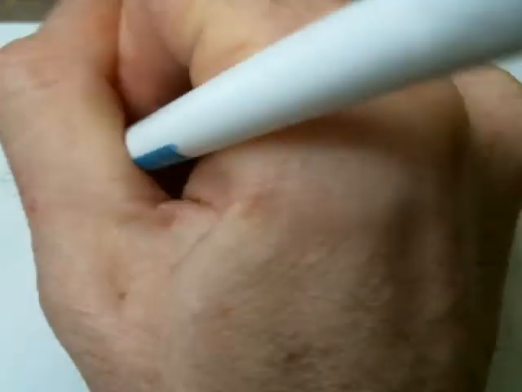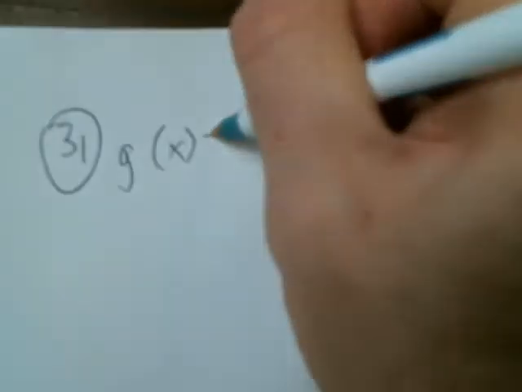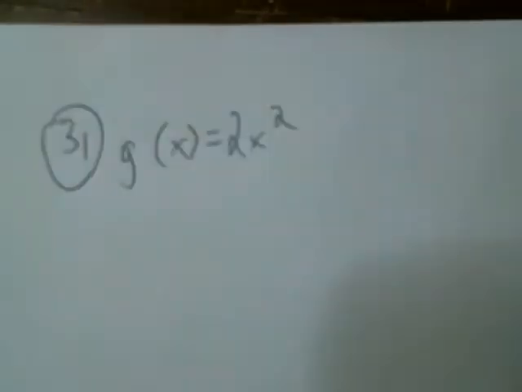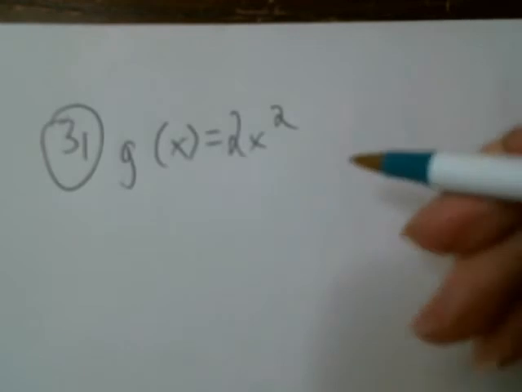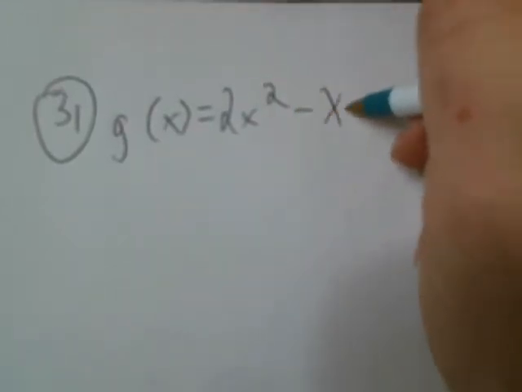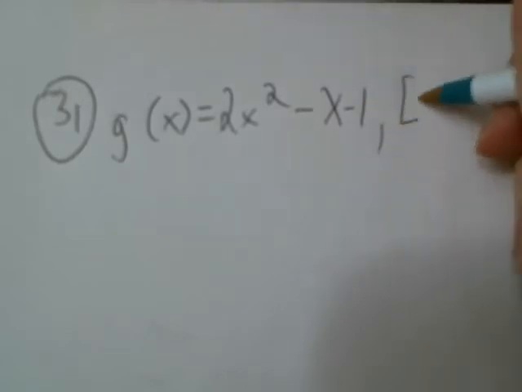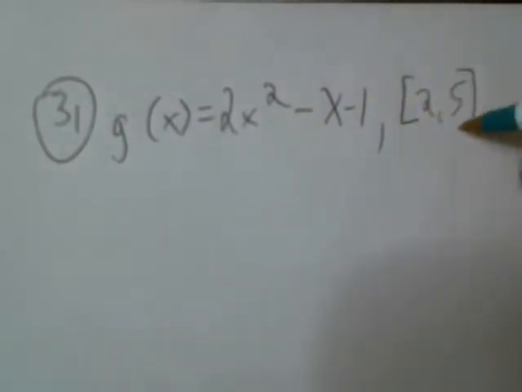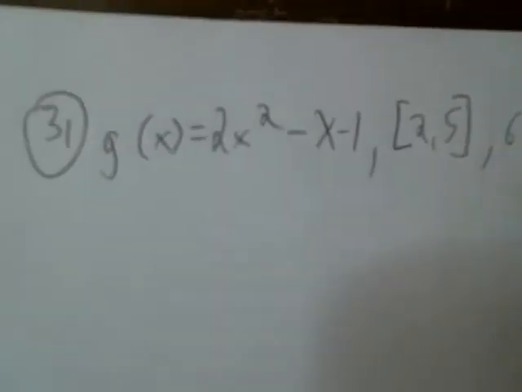Okay, that being said, let's look at the first problem I saw in the book. G of x equals 2x squared, and I hope you can hear me with the microphone. Okay, I missed my whole intro. Oh well. The first problem I was looking at: 2x squared minus x minus 1 on the interval from 2 to 5 with 6 rectangles.